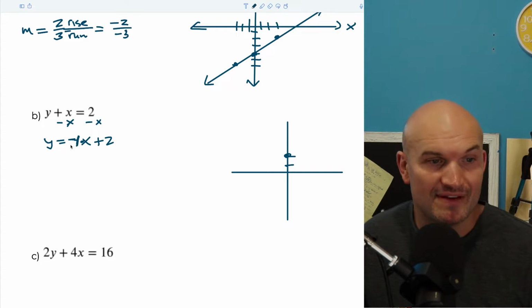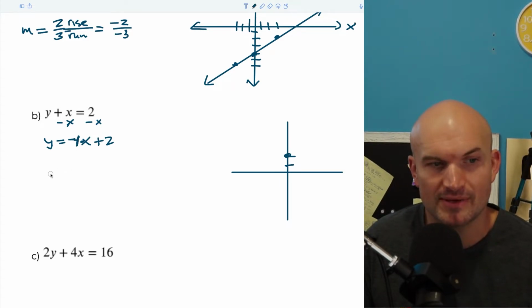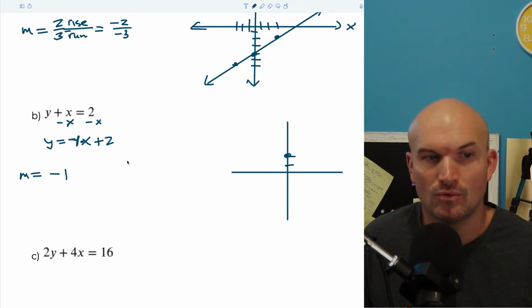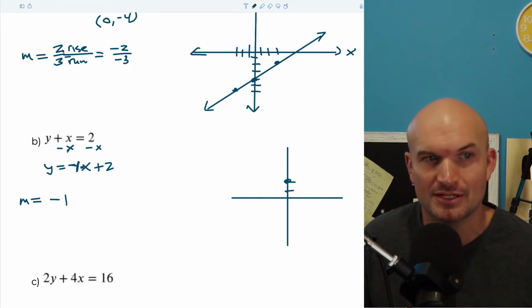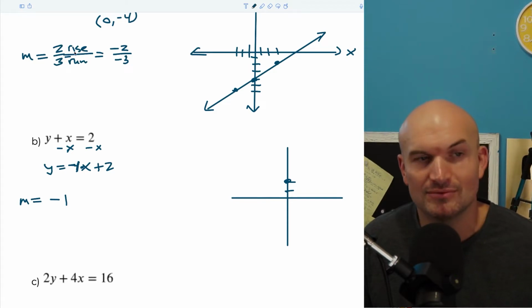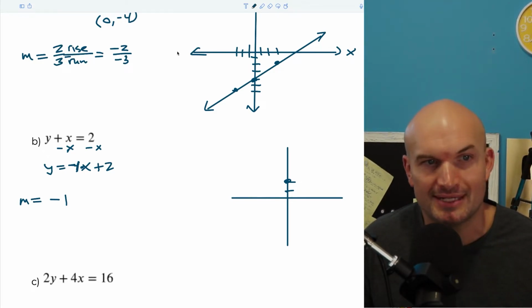Now, again, I have a -x. Now, here's where it kind of gets interesting. So we have -1. Well, if m equals -1, what do we do, right? This was easy. This was 2 over 3. Rise over run, 2 over 3, -2 over -3.